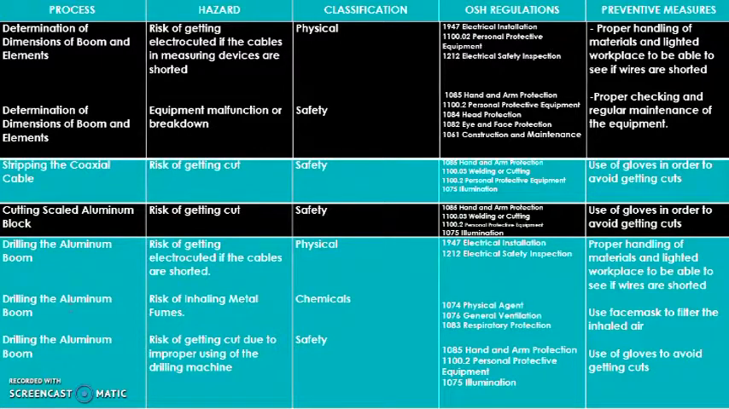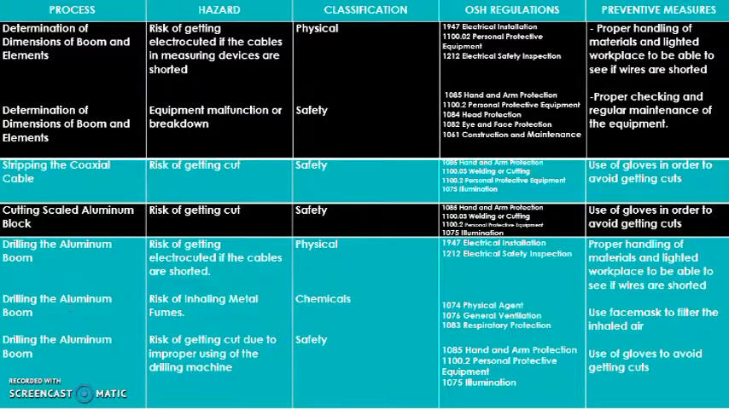Applicable regulations are hand and arm protection, PPE, head protection, eye and face protection, and construction and maintenance. It is needed to have proper checking and regular maintenance of the equipment. The second process is stripping of coaxial cable. The hazard is risk of getting cut. Classification is safety hazard.